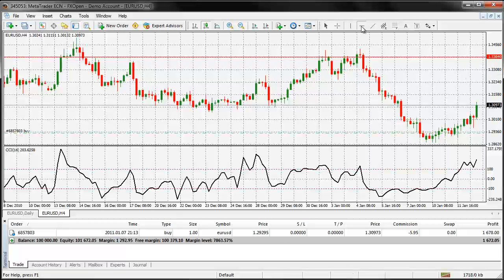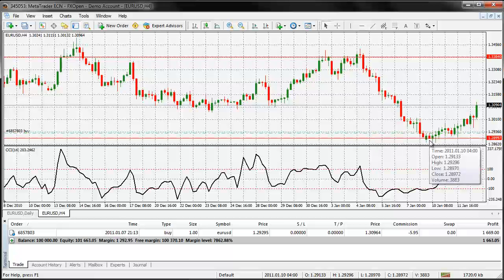Alright, now we go ahead and put some support levels in, an area in the market where the market decided they didn't want to go any lower. And it's below the market price, so therefore it's a support.